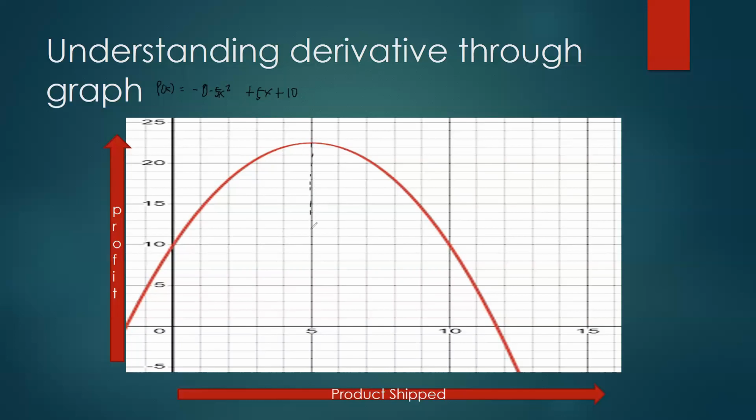When we ship around 500,000 units, like here, so 5. And remember, the 5 in here represents the number of units shipped.